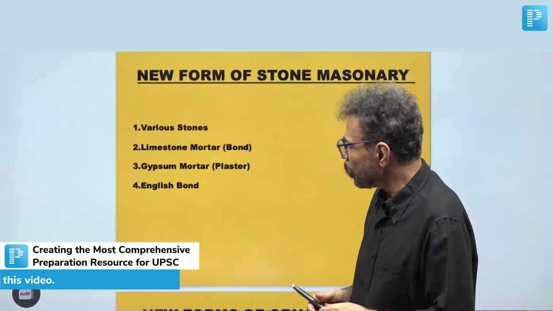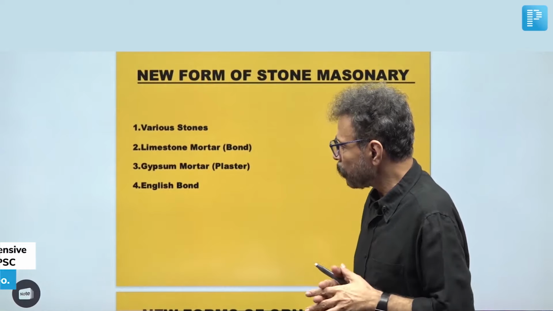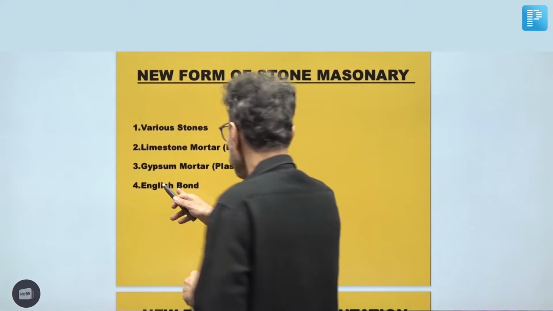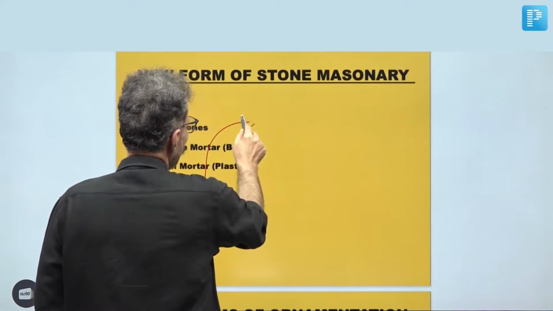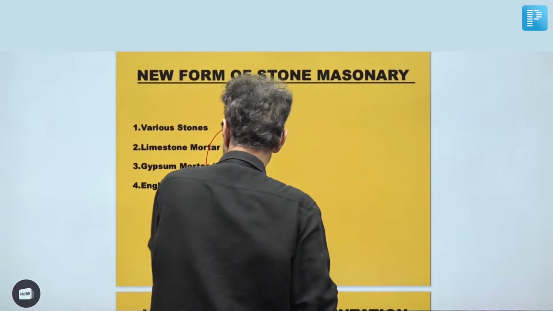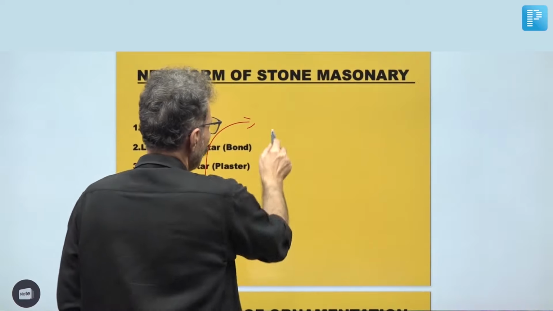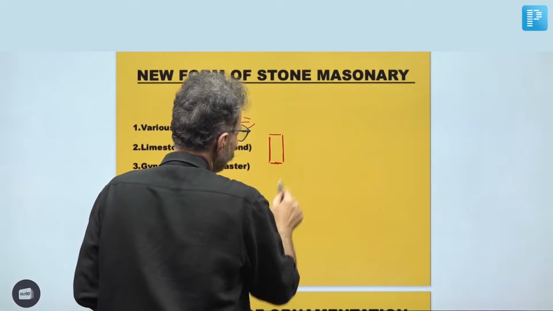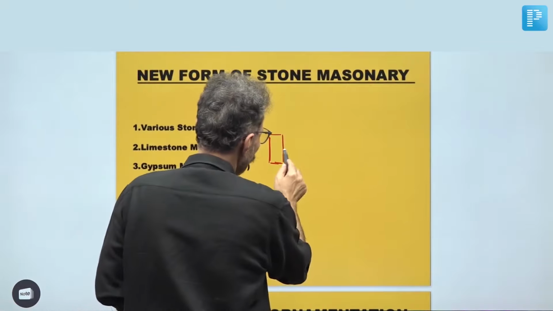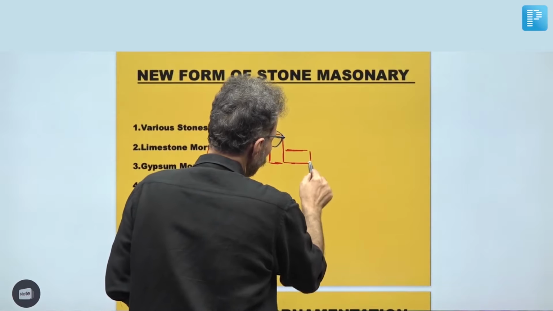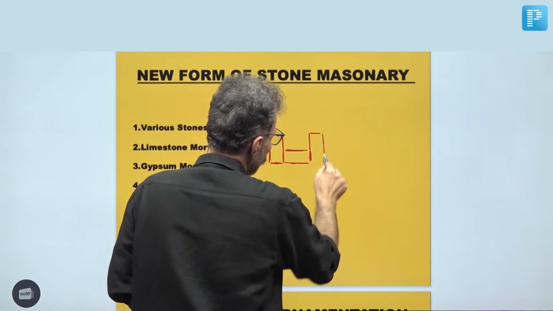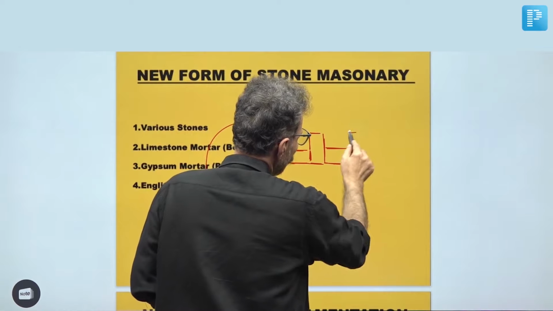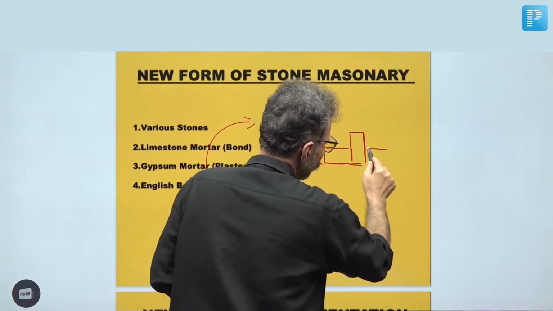And 4th one is English bond. This is a specific kind of masonry and placing stone pieces in a specific manner. I'm showing this here, English bond. English bond is the manner what is known as headers and stretches. One piece of a stone is placed vertically and the next piece of a stone is placed horizontally. Again the next vertically, again next horizontally, again next vertically, and this continues.